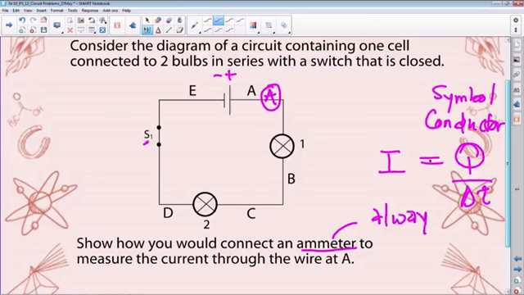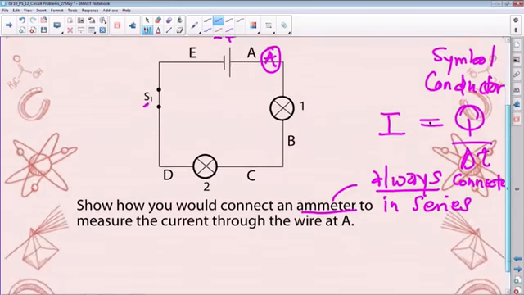Always. You can underline that. Always connected in series. Very, very important. So in series is another way of saying at a point, right? So it's always connected at a point, right?